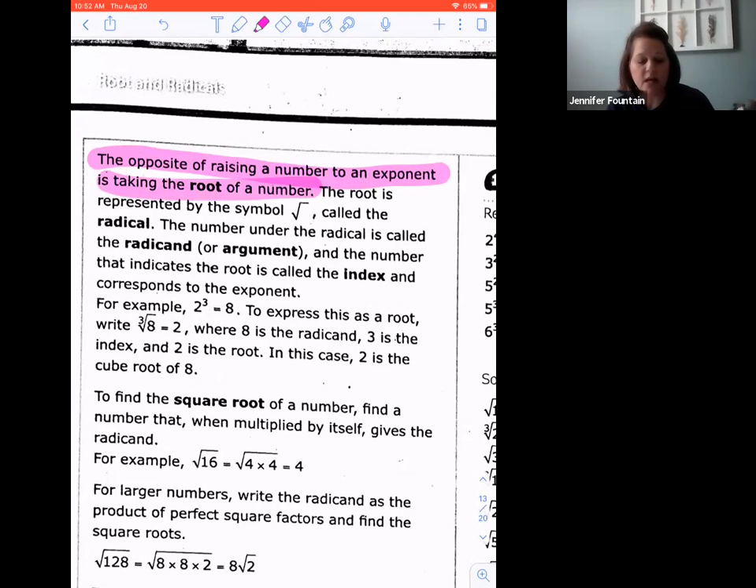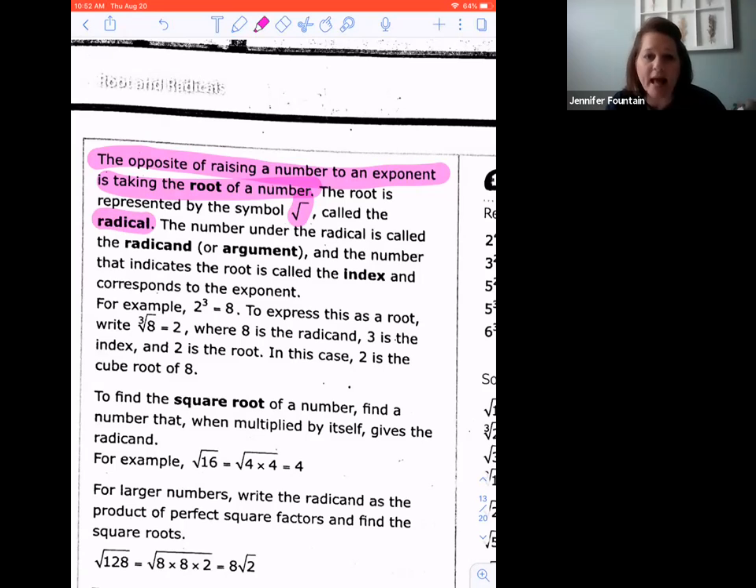Okay, so when we talk about taking roots, we're going to use the symbol, which is called a radical. Okay, so if you hear me say the word radical, in your head I want you to picture this square root symbol. Okay, we call it a square root symbol.